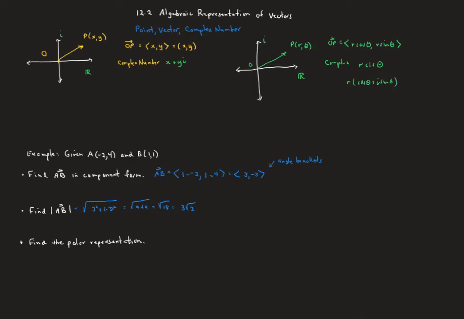And to find then the polar representation, the magnitude is going to be our value of r. And I like to think of it graphically, but you don't have to.